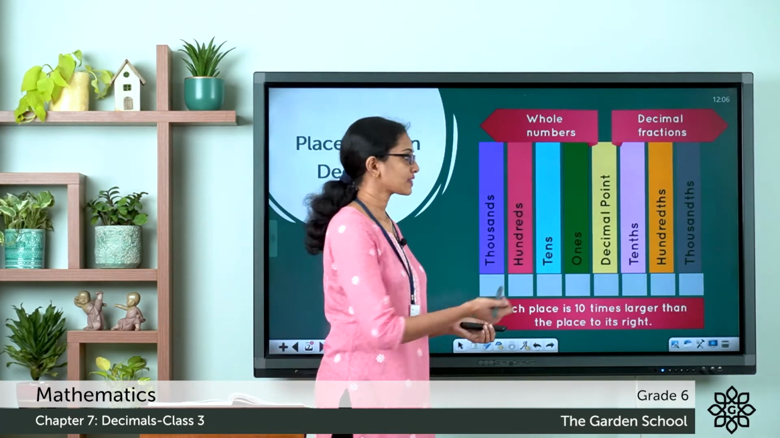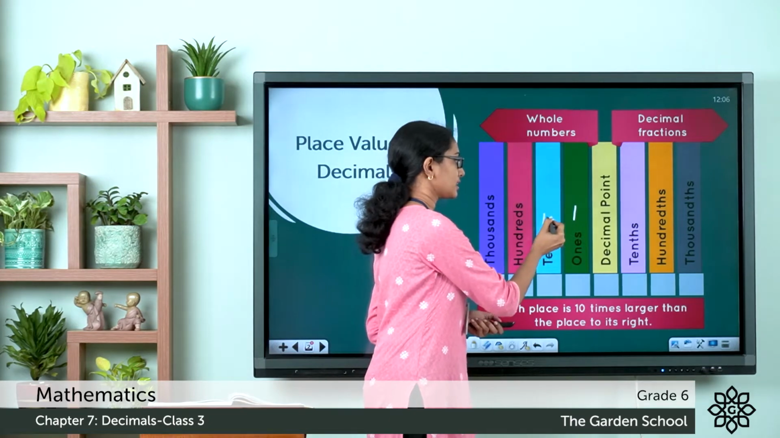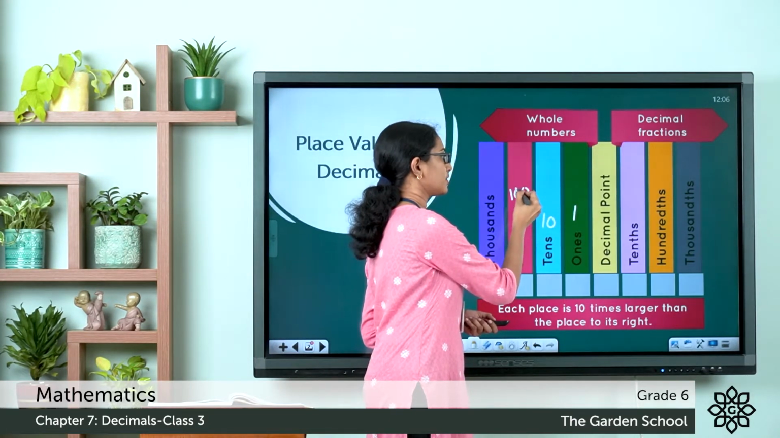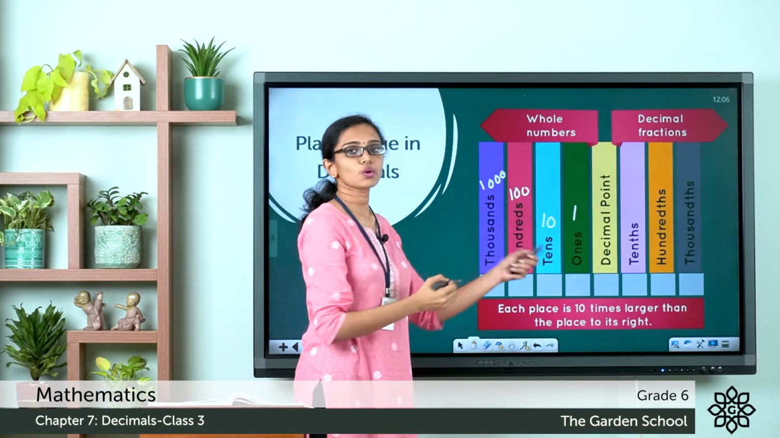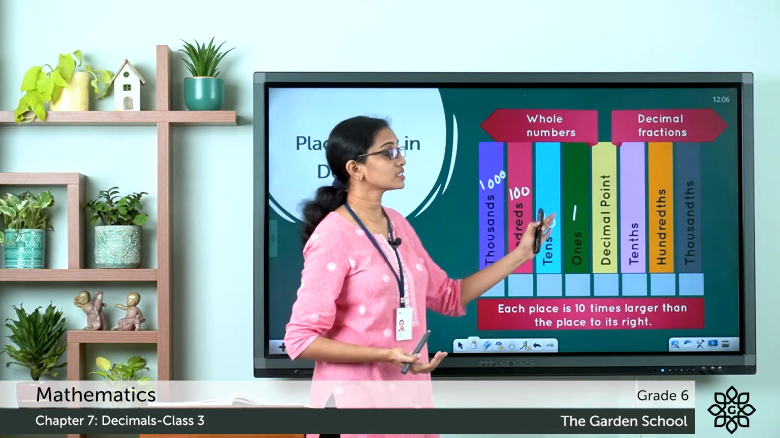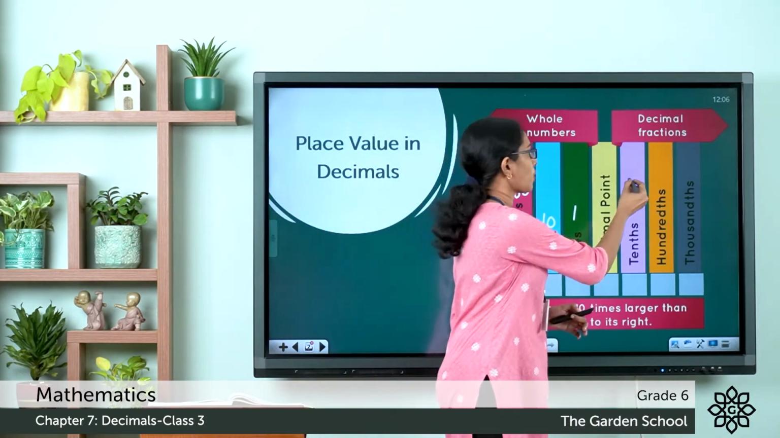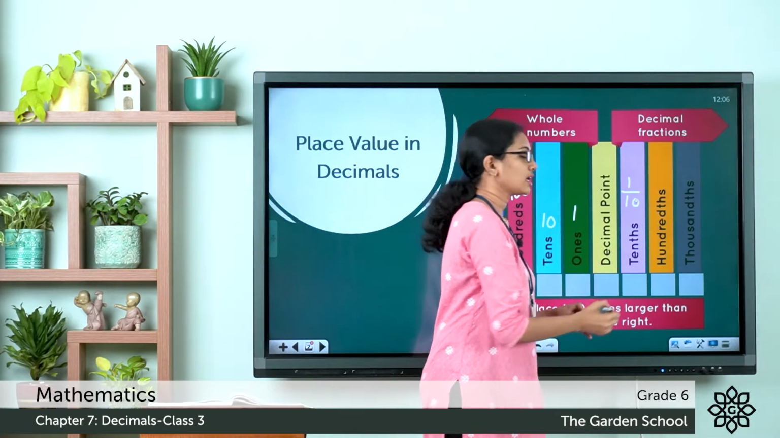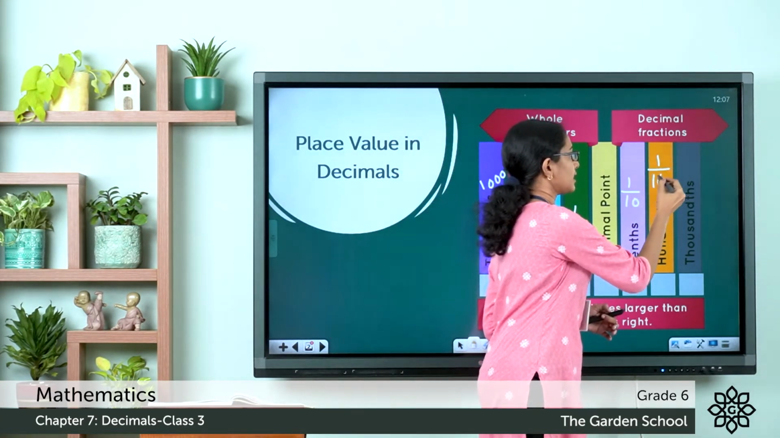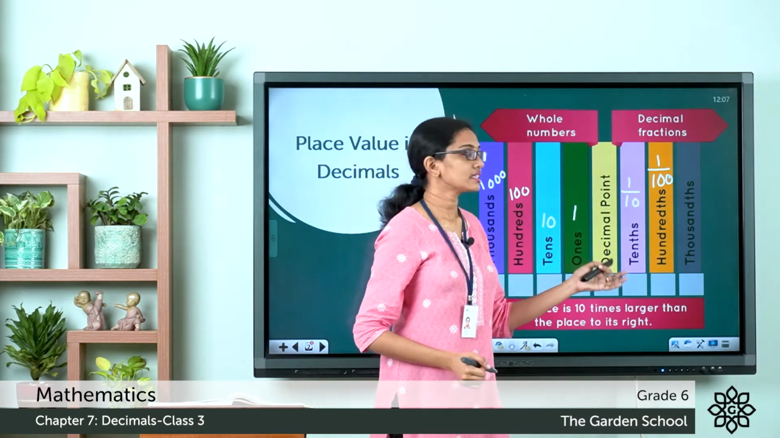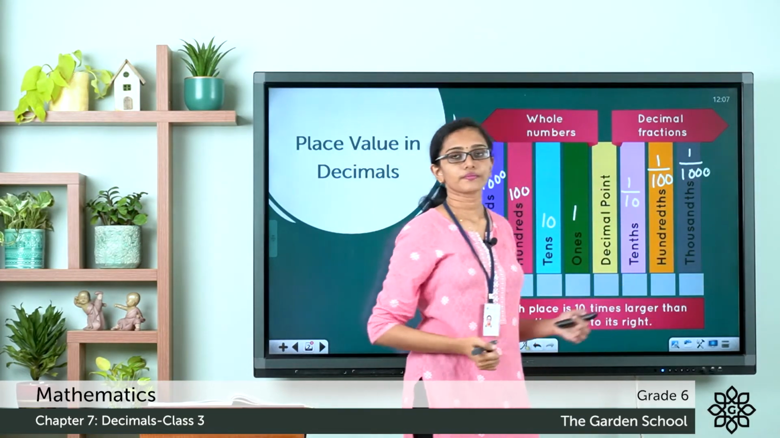In the ones place, the value will be 1. In the tens place, the value will be 10. In the hundreds place, the value will be 100. In the thousands place, the value will be 1000 and so on. Now, coming to the decimal part, the value at the tenths place will be 1/10, the value at the hundredths place will be 1/100, and the value at the thousandths place will be 1/1000 and so on.